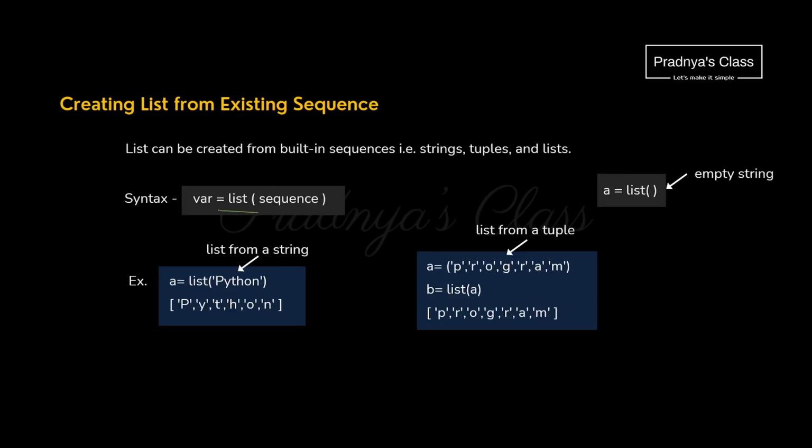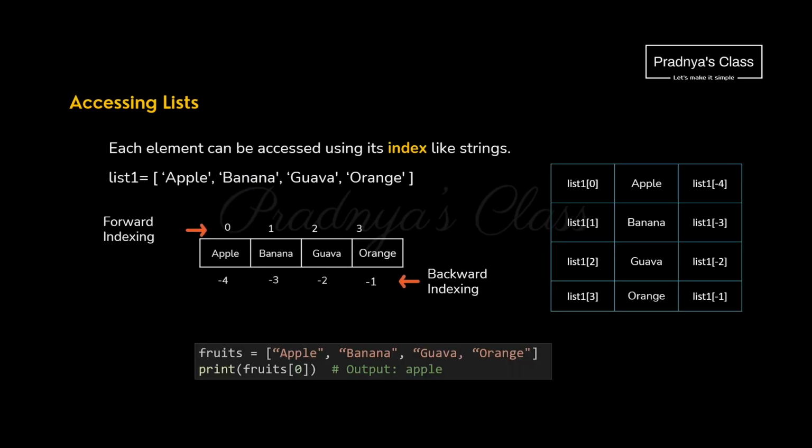With the use of the list function, we can create a list from another sequence. In this example, we are creating a list from a string and here we are creating a list from one tuple. The way we access individual characters of the string, a list also uses an index to access its individual elements. In this way, we mention the index in the square bracket along with the name of the list. Index starts from 0. We already know that. We can access the elements in the forward direction as well as in the backward direction.